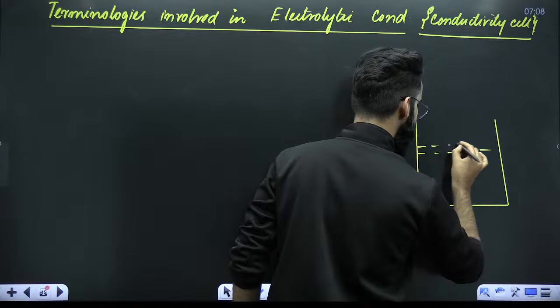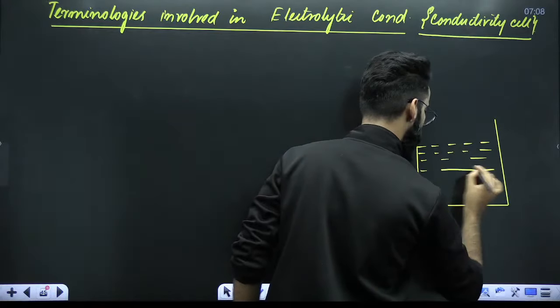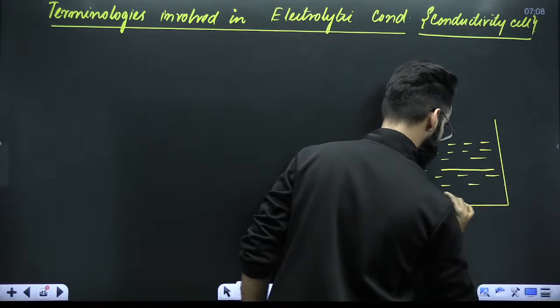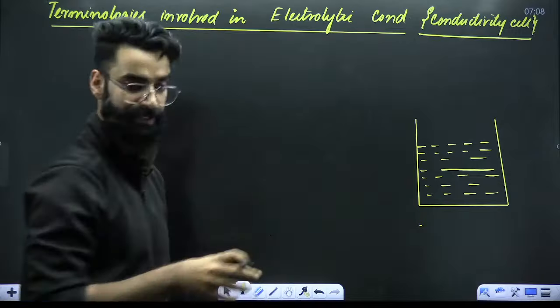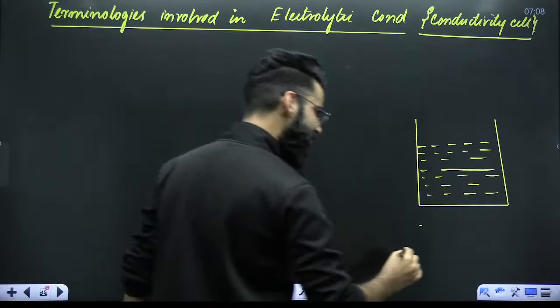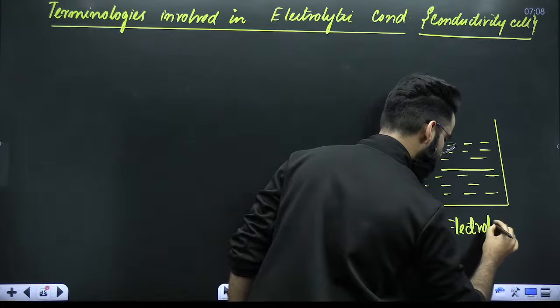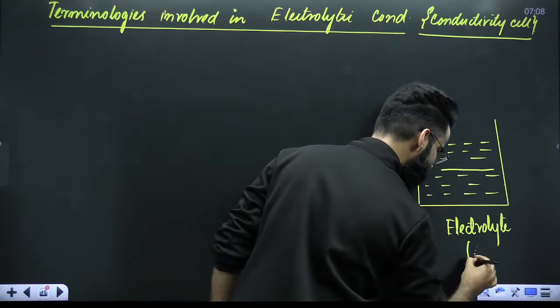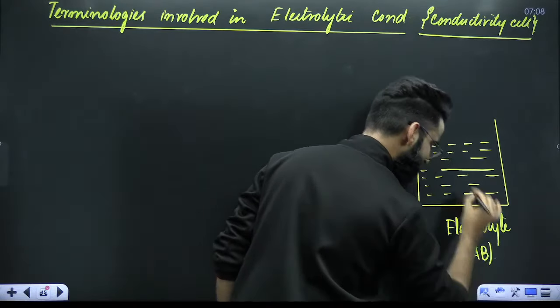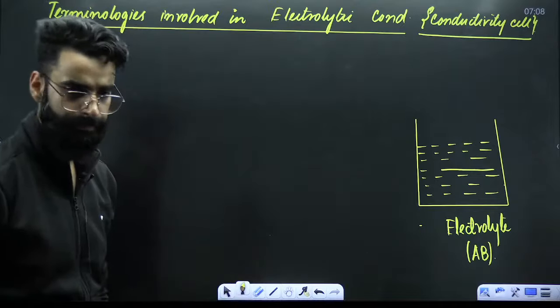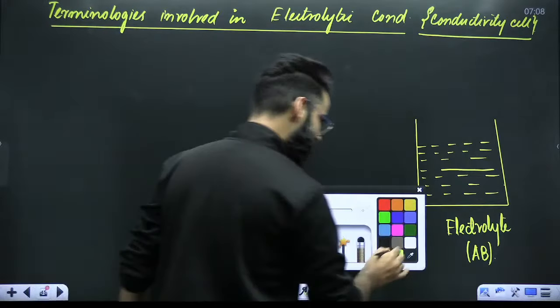And my dear students, in this particular container, imagine that we have an electrolytic solution. There is electrolyte in the container. Which electrolyte? Let's call this AB electrolyte. There is AB electrolyte in this particular container.